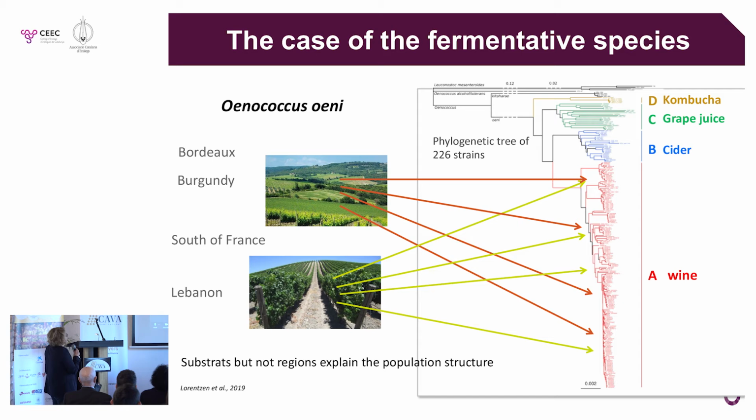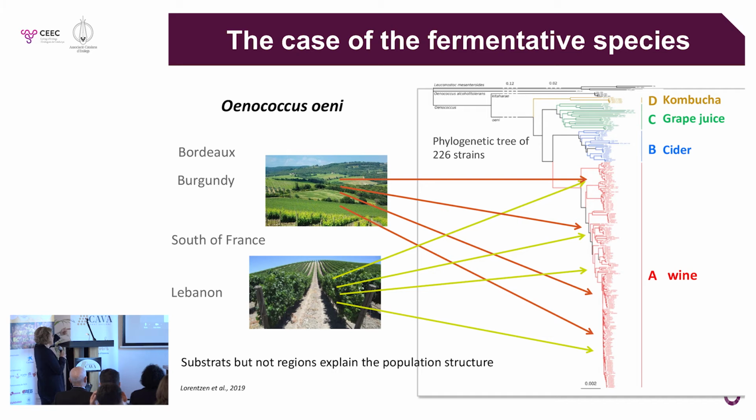So what about another very important fermentative species, which is Oenococcus oeni? Here I show you some very nice data obtained by my colleague Patrick Lucas at ISVV. Patrick, with a PhD student, collected different Oenococcus oeni strains from different vineyards. You can see Bordeaux, Burgundy, the south of France, but also Lebanon, and also different fermentative products like cider, but also kombucha, which is a fermented tea. So they established what we name a phylogenetic tree.